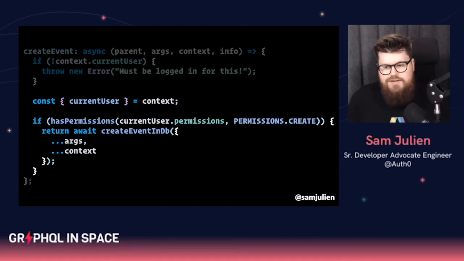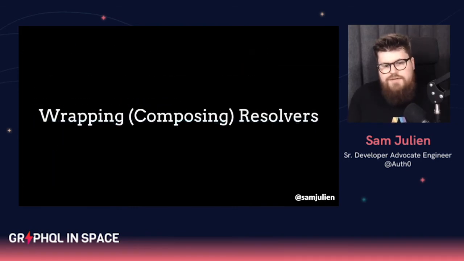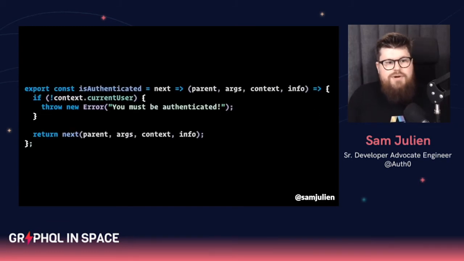So this is one way of doing it. There's a few different ways that we can make this a little bit more elegant. And one of them is by composing resolvers together instead of having to do that manual check every single time. So here's what this looks like. Basically, we can pull out this isAuthenticated function as a higher order function, where we are going to pass this function the next resolver.